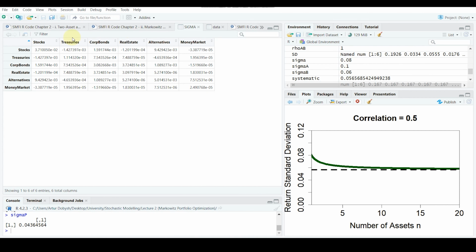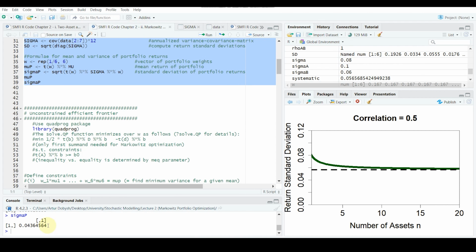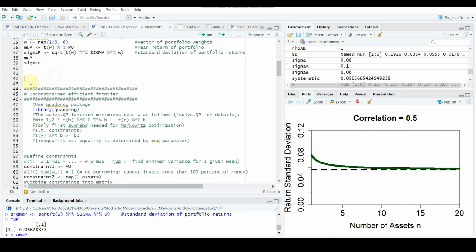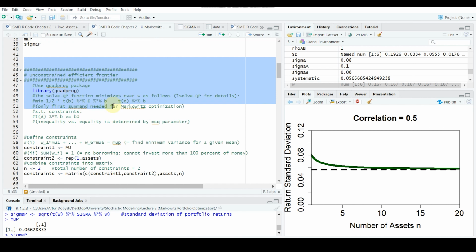Let's run all of this. As you can see, with equal weights, or 1/6, the standard deviation is 0.04, and the return is 0.06 or 6.6%. To optimize it, we're going to try different versions of weights to see which one gives the highest return with the lowest risk of standard deviation.